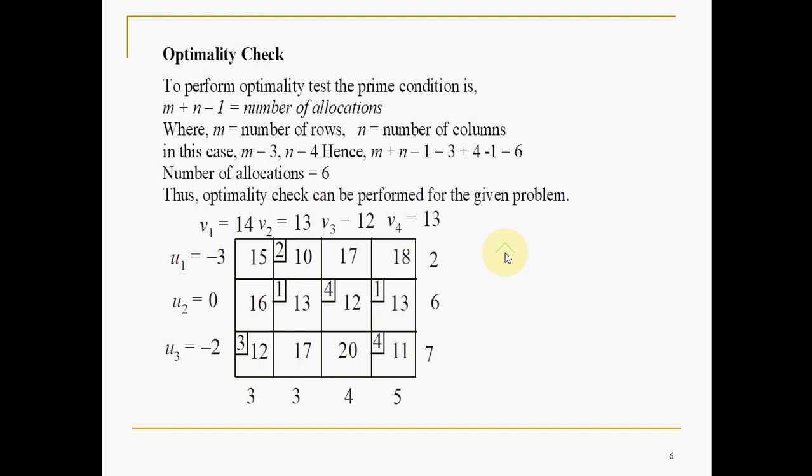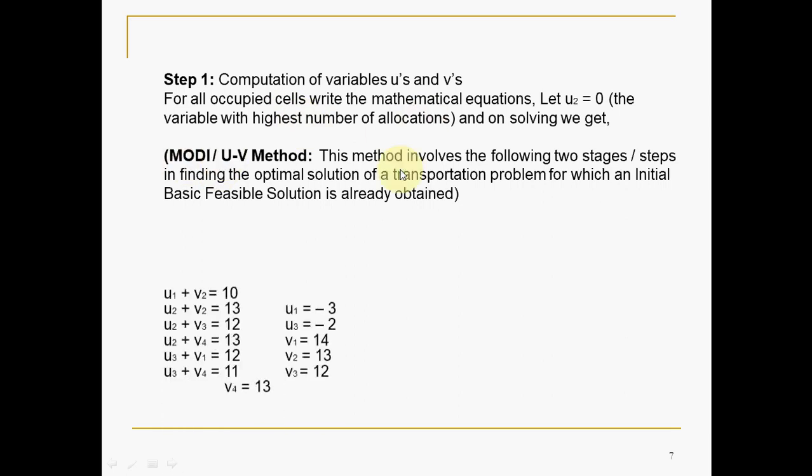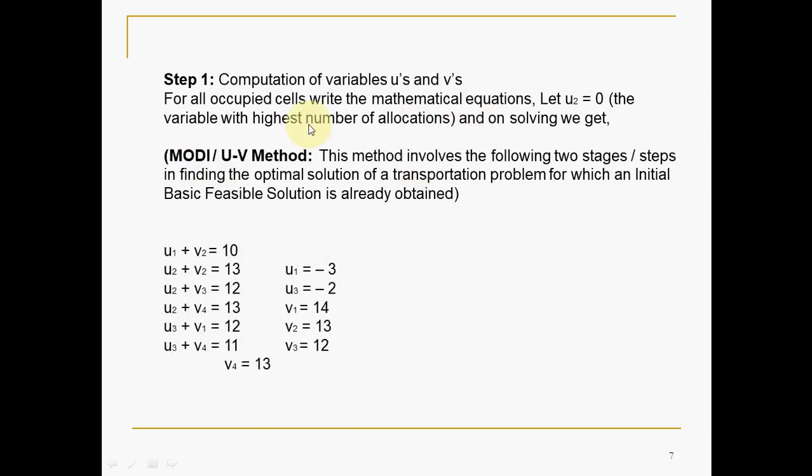Okay, again you can divide this into 2 sub-steps. Computation of the variables u's and v's. For all occupied cells, write the mathematical equations. That's what I'm going to discuss here. For all the occupied cells, write the mathematical equations. Let u2 equal 0 in this case. Why? We'll discuss the variable with the higher number of allocations, and then solving it we get the values.